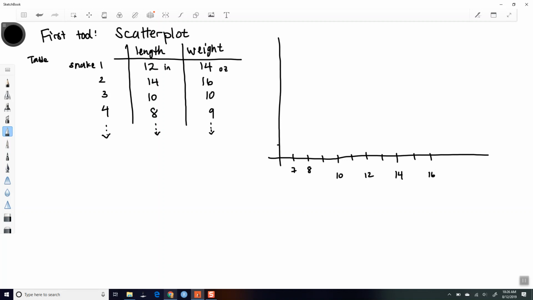Okay, and then there's 8, 10. Okay, and you just go through and you plot each of these pairs. So you go 12 and 14, and we get a dot right there, and then 14 and 16, and we get a dot right there, and 10 and 10 puts a dot here, and 8 and 9 puts a dot here. Okay.